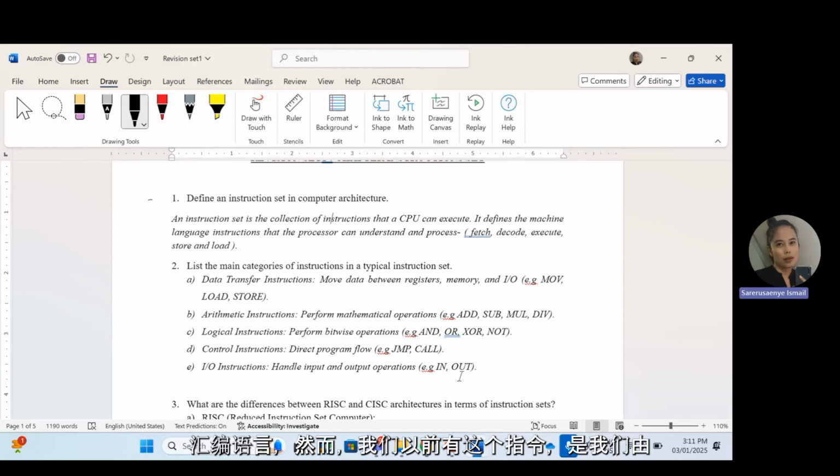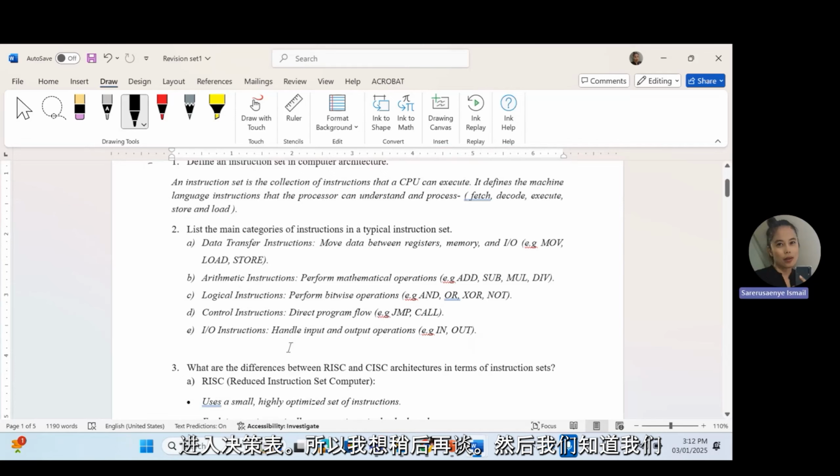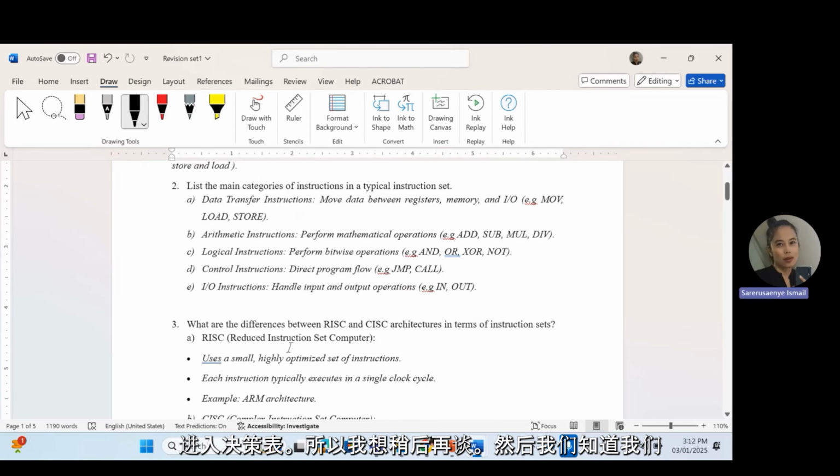However, we used to have these instructions given by the description table. So we understand that the computer machine is going to fetch, decode, execute, store, or load instructions. They can be a move instruction, a jump instruction, a store instruction, or arithmetic instructions like multiplication or addition. We were introduced to the description table, and I'm going to talk about that later.